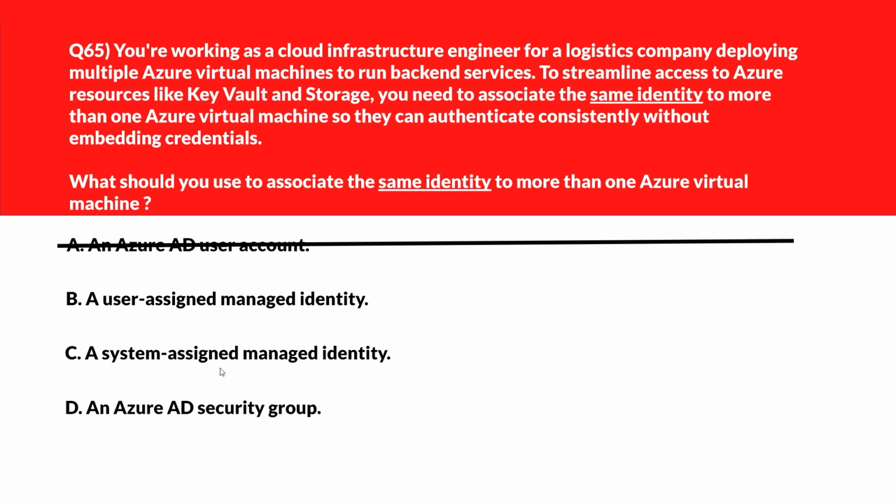C is a system assigned managed identity. A system assigned managed identity is bound to a single resource and cannot be reused across others. Wrong choice. We'll move to option D. D is an Azure AD security group.